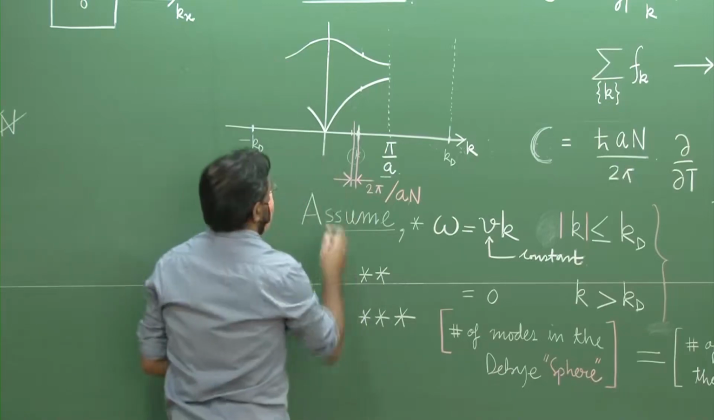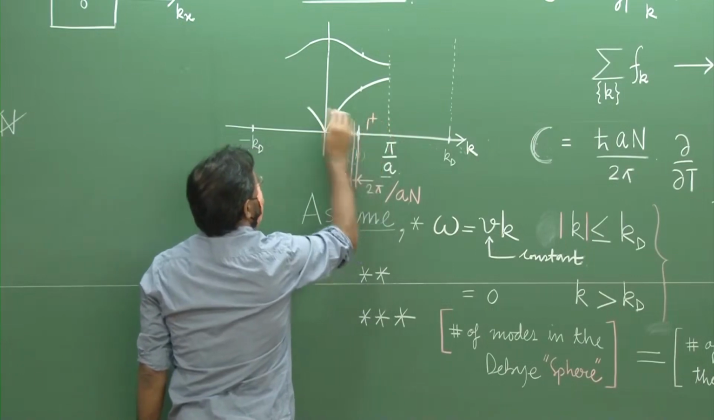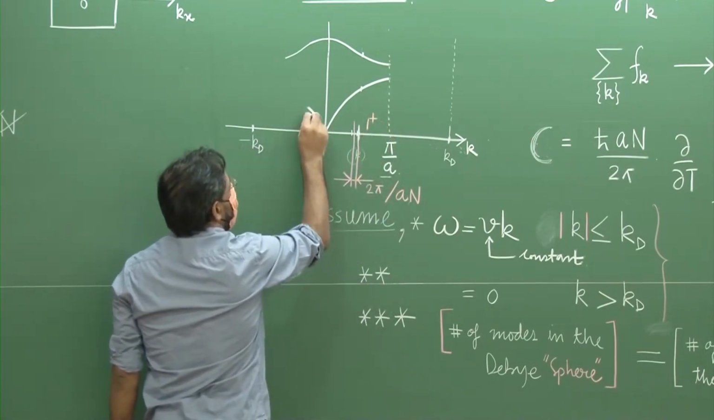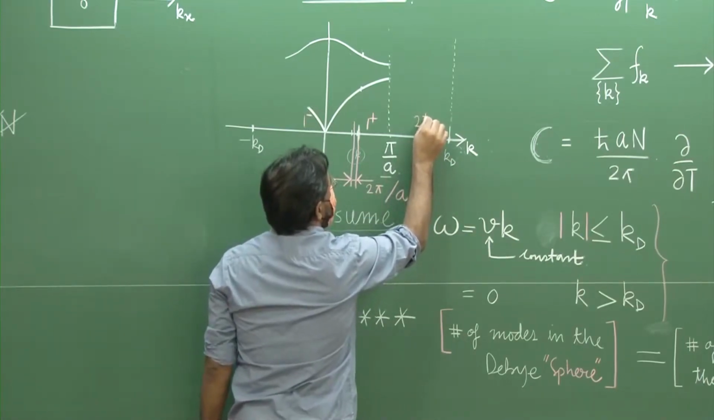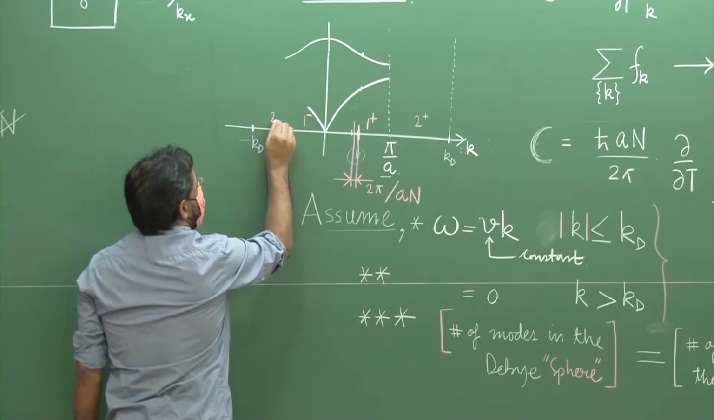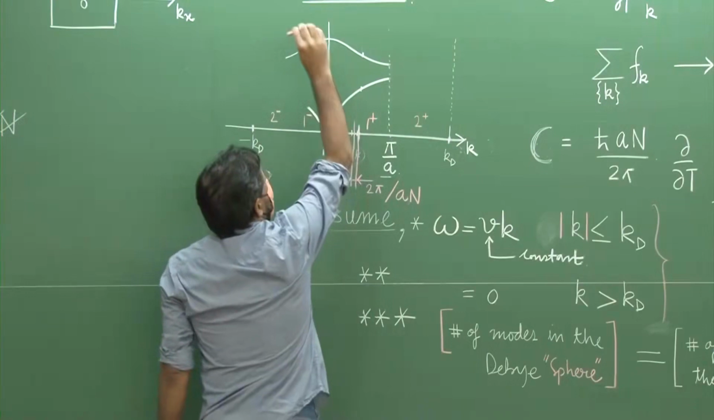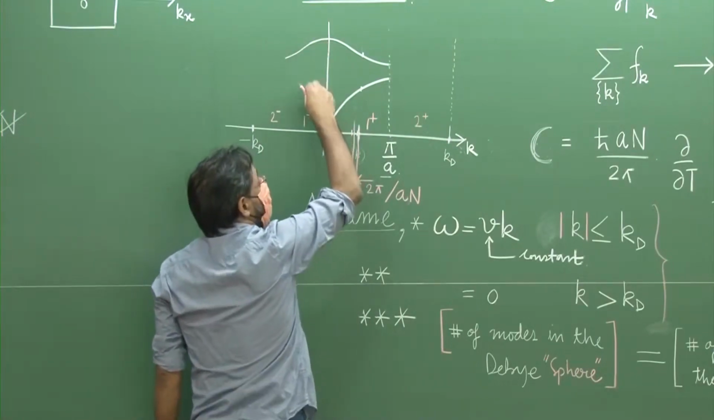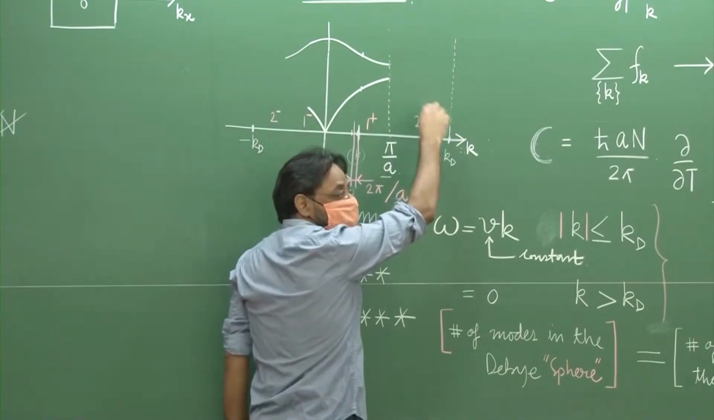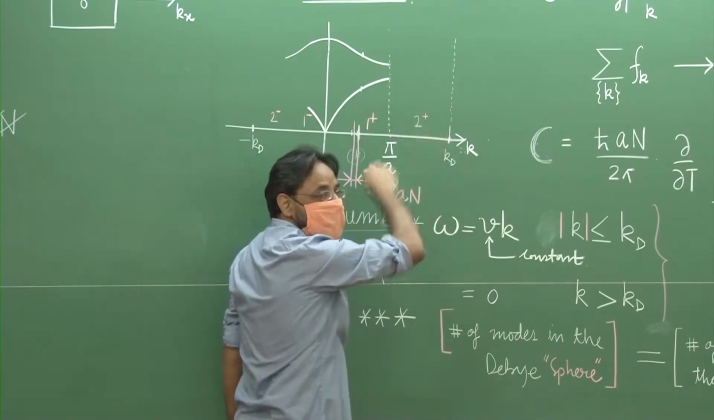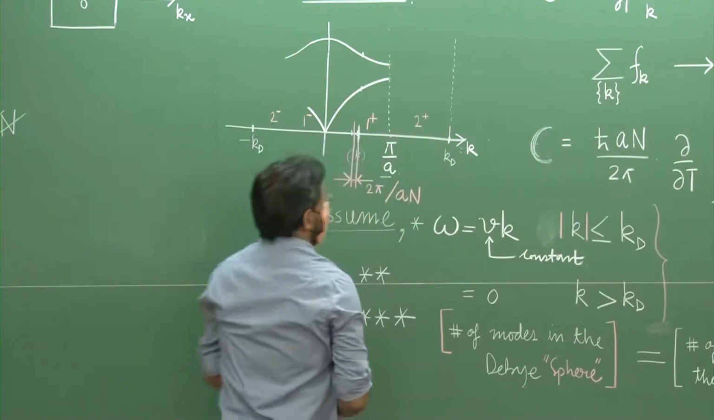You remember I called this 1 plus, meaning the positive half of the first Brillouin zone. This is 1 minus, the negative half of the first Brillouin zone. Then this is 2 plus, the positive half of the second Brillouin zone, and this is 2 minus, the negative half of the second Brillouin zone. So what is in the negative half of the first Brillouin zone can be mapped onto the positive half of the second Brillouin zone by a reciprocal lattice vector 2π/a, isn't it?